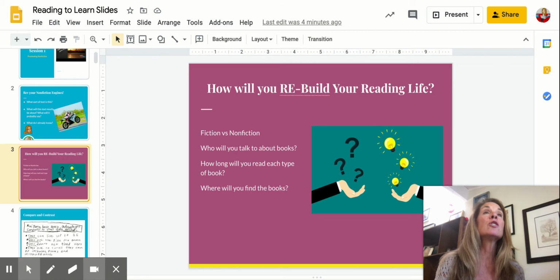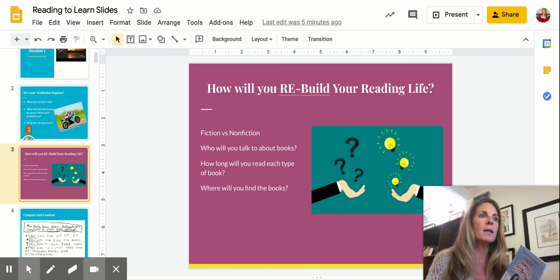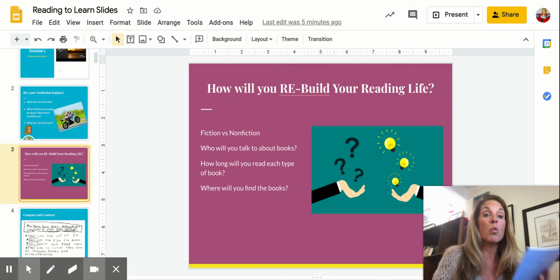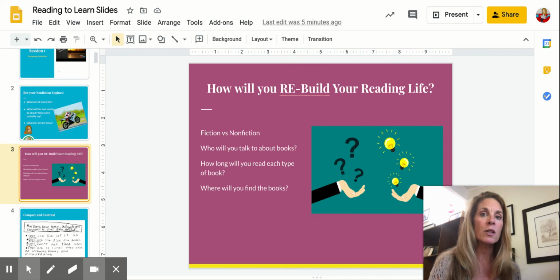And then it's super important when you're learning something to talk about it. So who are you going to talk to? Who could you teach once you learn about your nonfiction? Then go tell somebody about it. The more you tell about it, the more you're going to remember, and then you're able to teach.